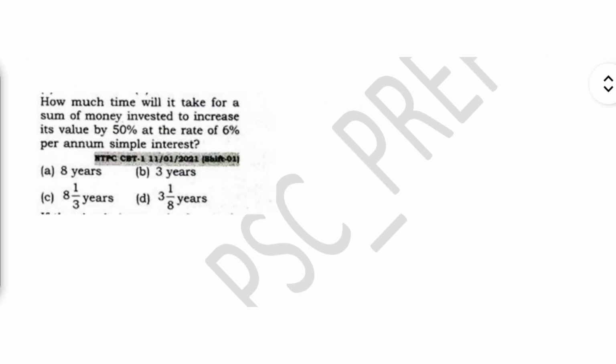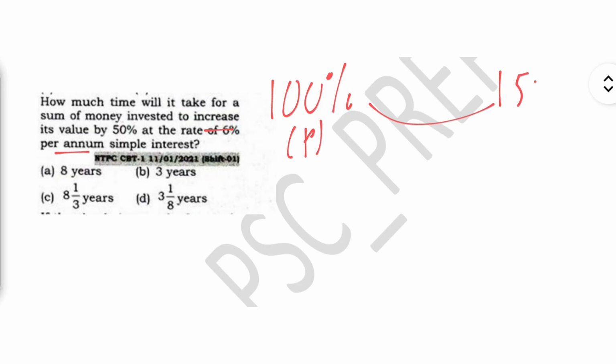How much time will it take for a sum invested to increase its value by 50% at the rate of 6% per annum simple interest? For example, consider your principal as 100%. They say that it increases by 50%, so it becomes 150%. Meanwhile, what is the interest that we have gained? It is nothing but 50%, or 50.